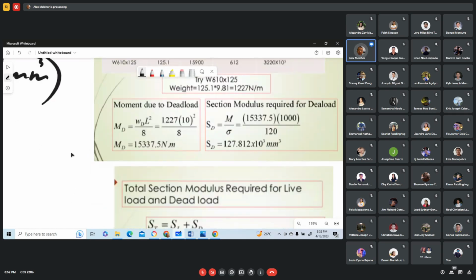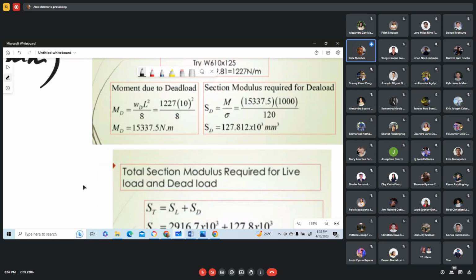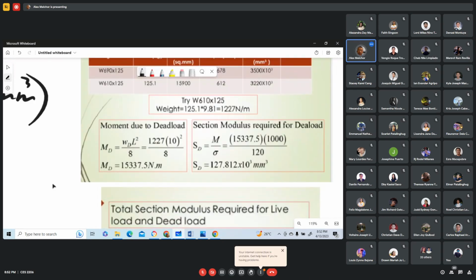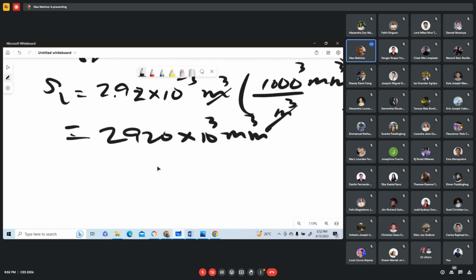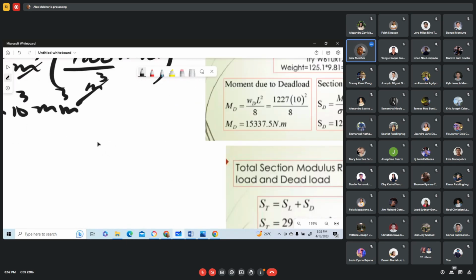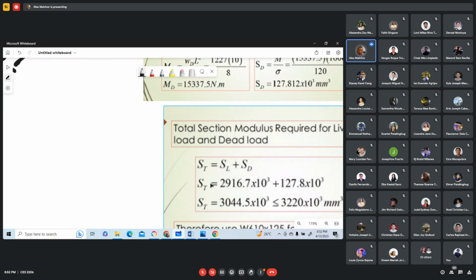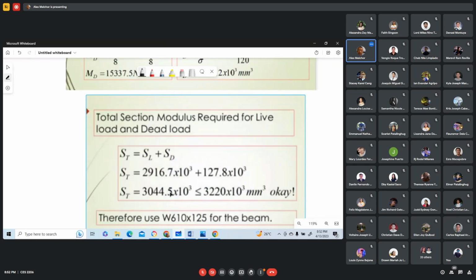So the total section modulus is the sum of those two: the section modulus due to the dead load and the section modulus due to live load. Due to live load, the section modulus is 2920 times 10 cubed. That is 2920 times 10 cubed plus 127.8 times 10 cubed. So it gives us this total.